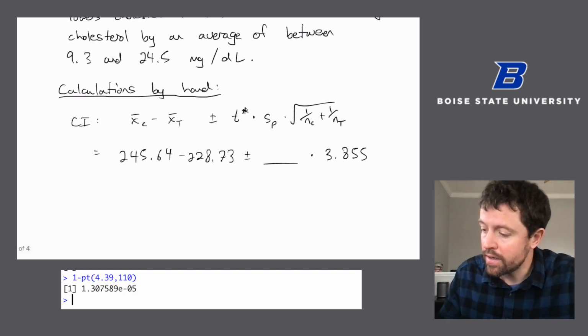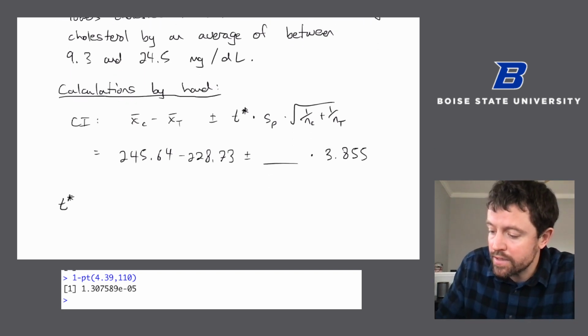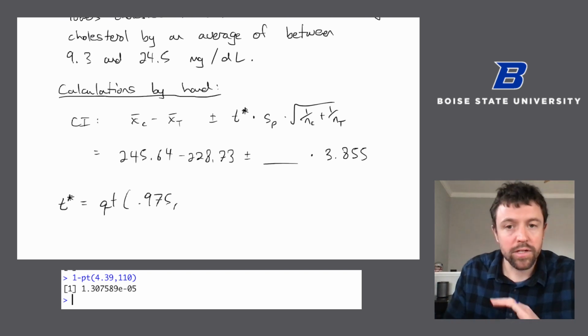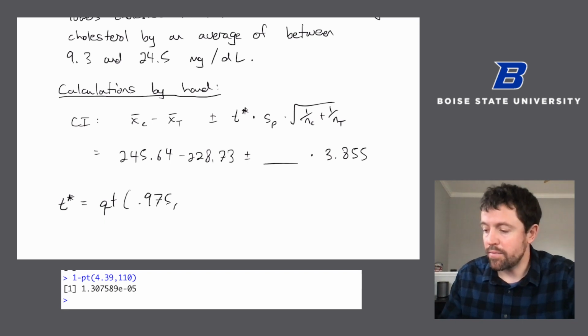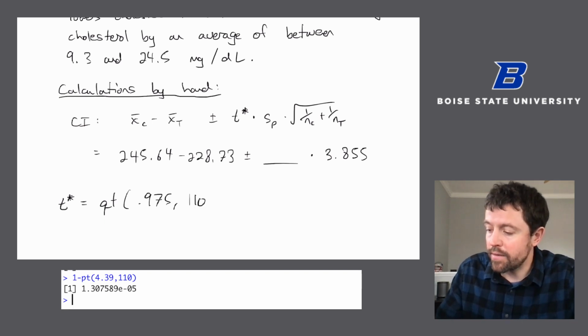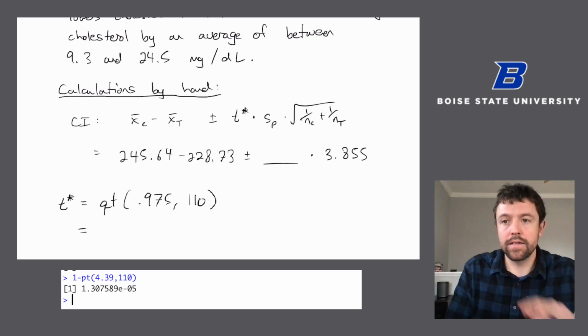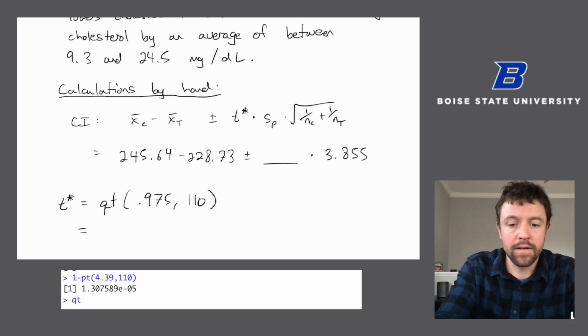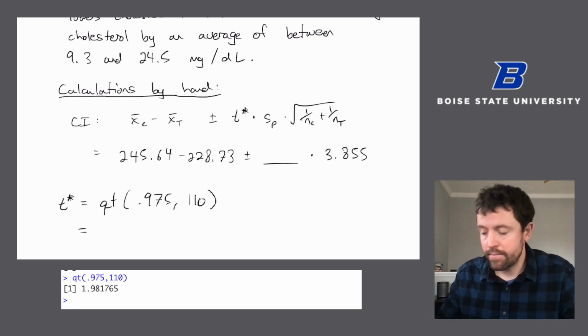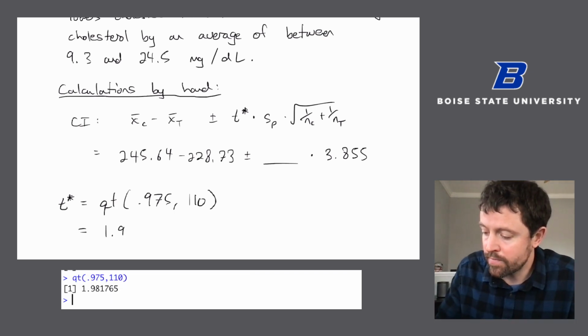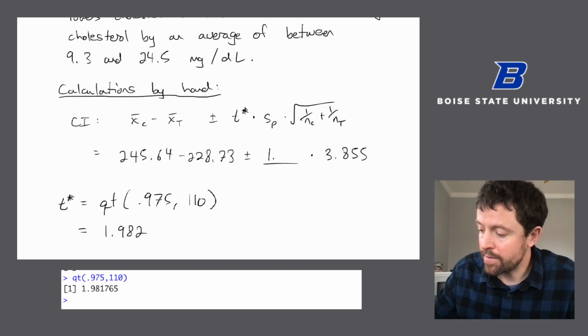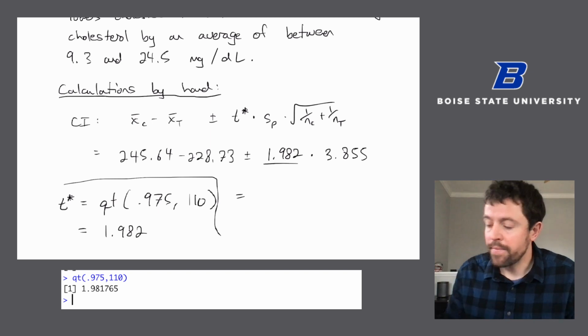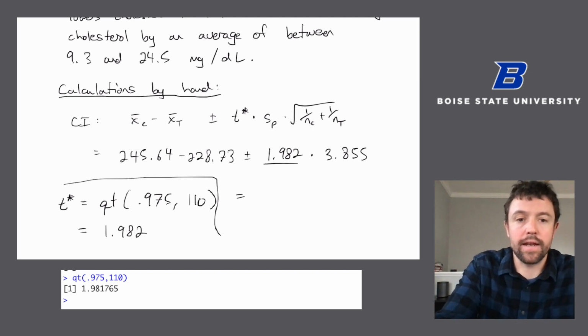How do we get t star? Well, if it's a 95% confidence interval, it's not qt of 0.95, right? That's the main thing to remember. It's not just that number there. It's qt of 0.975, and my degrees of freedom are 110. So let's do that. So I get 1.982. And so I can put that up here. It's kind of a side calculation. And now we'll type this whole thing in all at once.